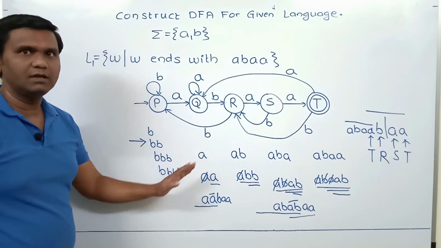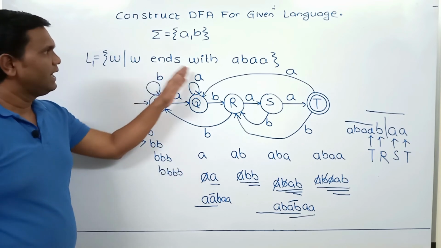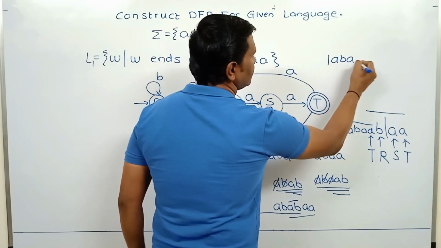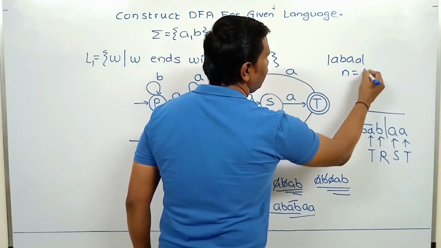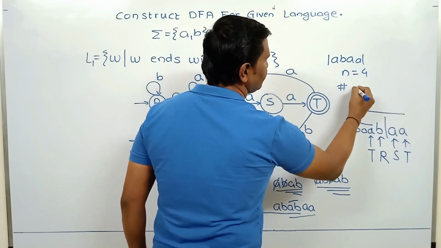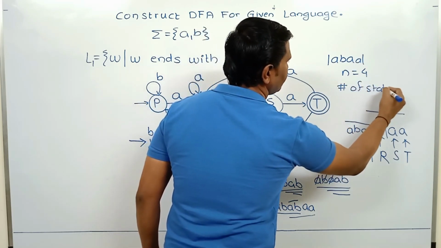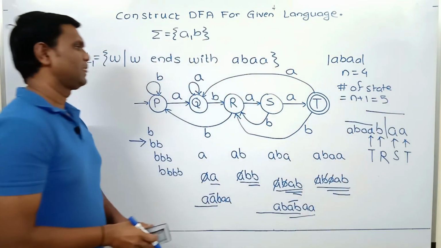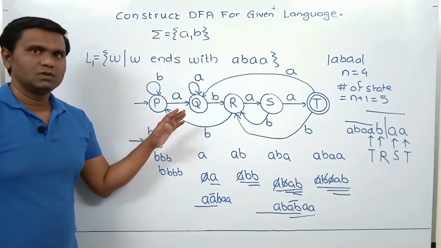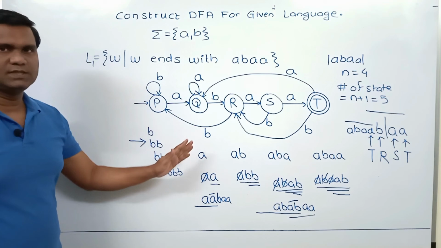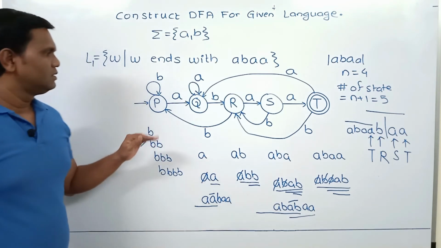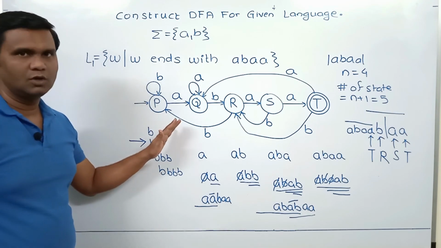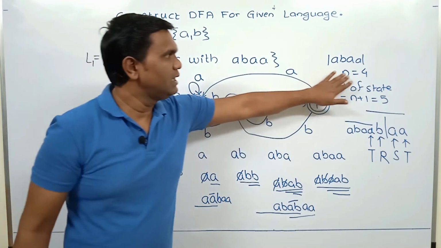So this is the logic and procedure which is required for "ends with". Length of ABAA, n equal to 4. Number of states is n plus 1 equal to 5. So you may think that this is a lengthy procedure, but if you practice, this will not take more than 1 minute. In less than 1 minute, you will be able to draw the DFA. Here the value of n is 4.